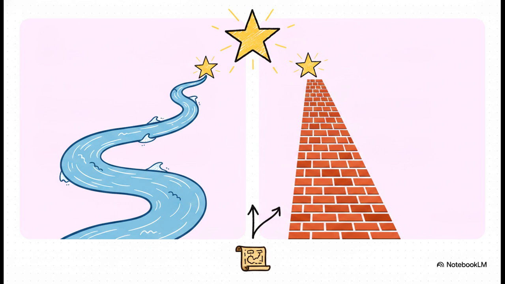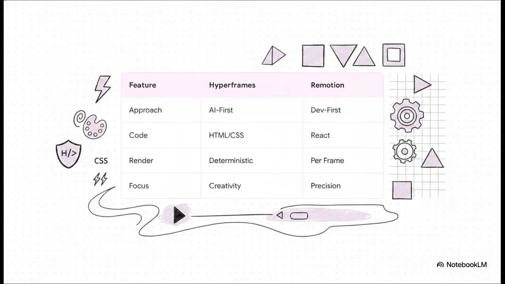On one side, HyperFrames operates like a fluid river. It is inherently web-native and AI-first, adapting seamlessly and flowing organically. On the other side, Remotion builds like a rigid, perfectly laid brick road. It relies on a highly structured, strict, developer-first architecture. They both get you where you need to go, for sure, but the engineering philosophy driving the engine couldn't be more opposed.